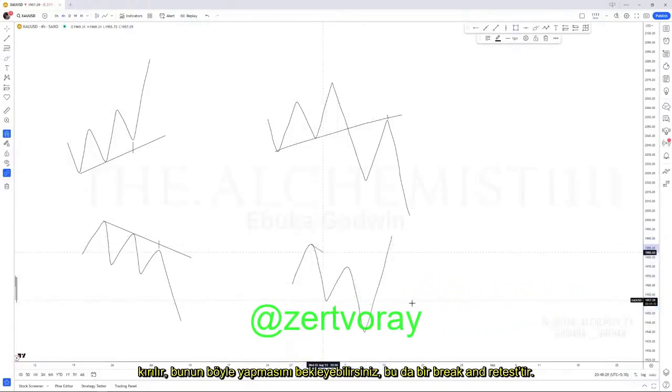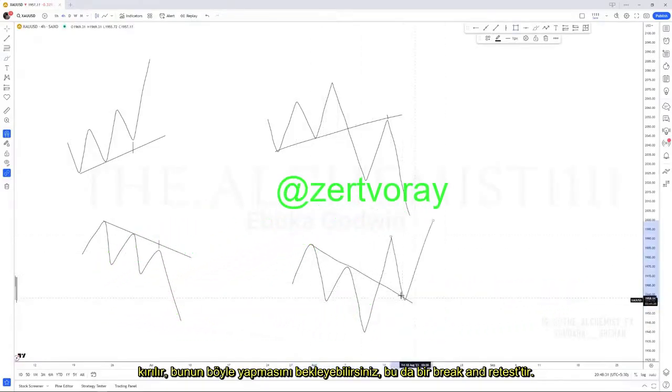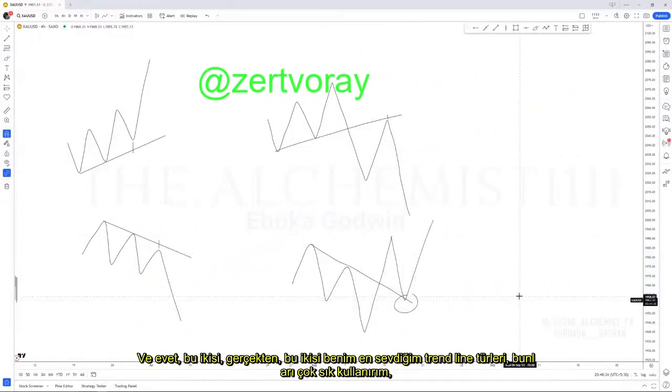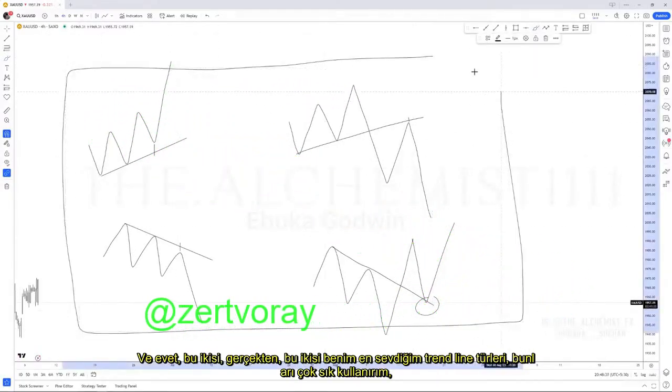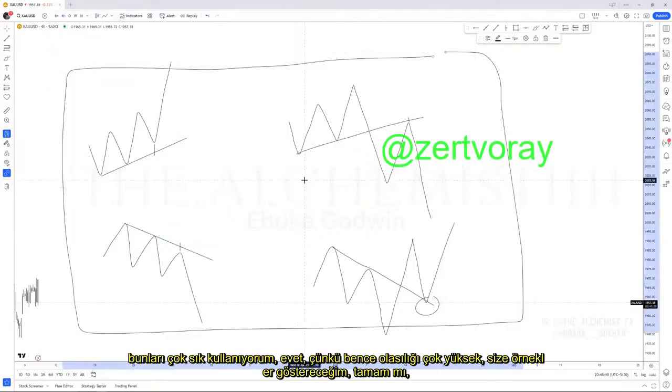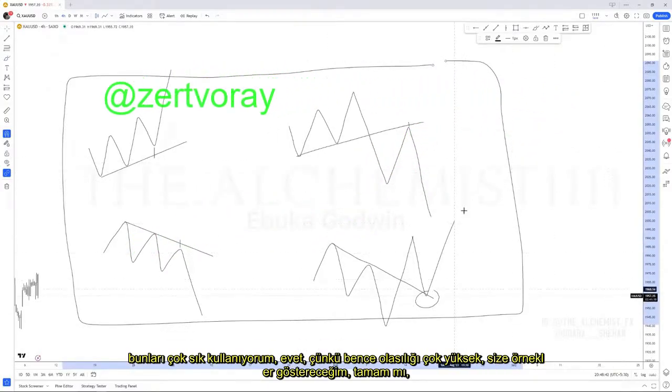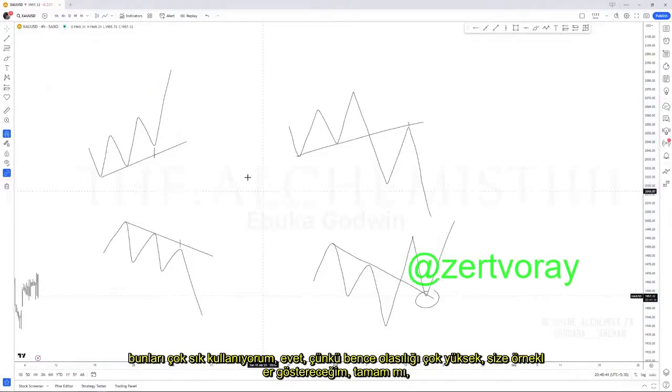If it breaks, you could expect it to do this. This is also a break and retest trend line. Honestly, these two are my favorite types of trend lines. These are the ones that I use a lot, because they're very high probability, in my opinion.